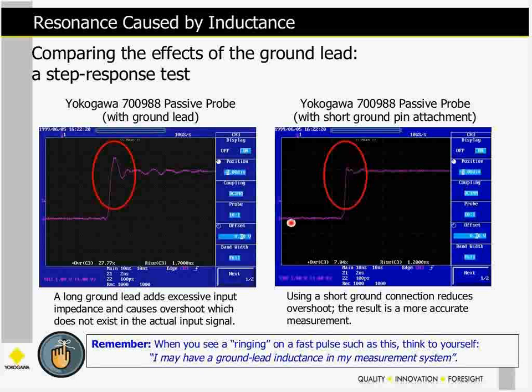What we did in this example here was we shortened that ground lead by using a little ground pin. And there's more than one way to do this. We sell accessories that make this pretty easy. You can solder little pieces of wire to your circuit board or your device under test. And no matter how you do it, keep your ground lead very short whenever you're dealing with fast rising edges.